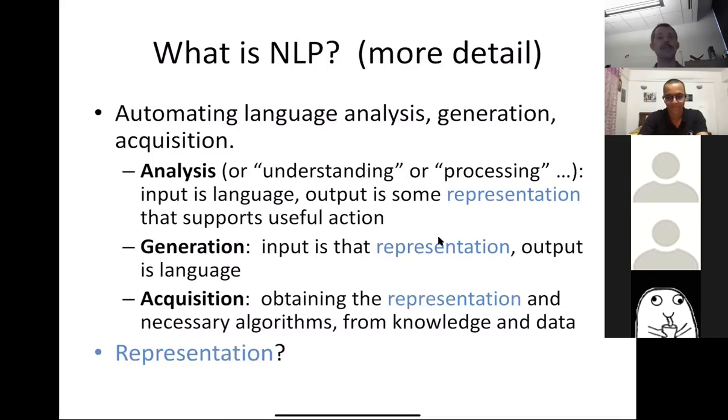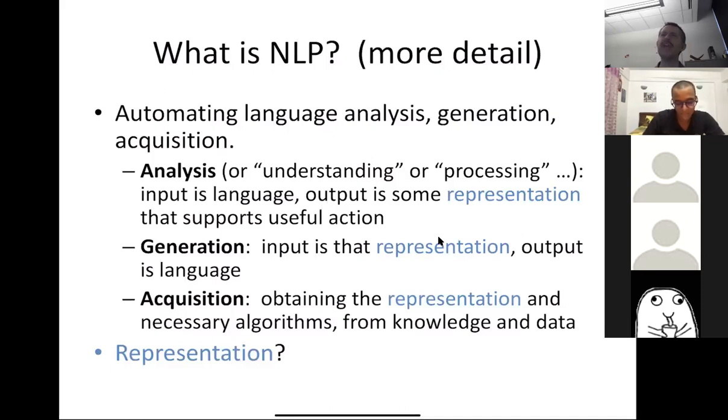Generation is the process where you take a representation like that as an input and you output language. So it's doing the same thing in reverse. And then acquisition is about obtaining representation and necessary algorithms and knowledge from data.